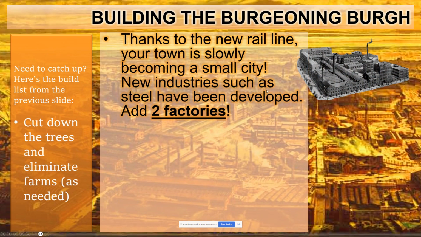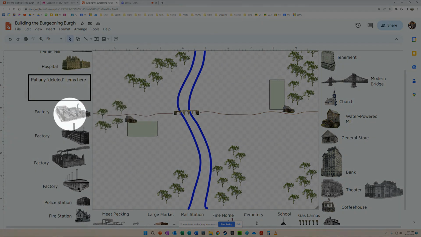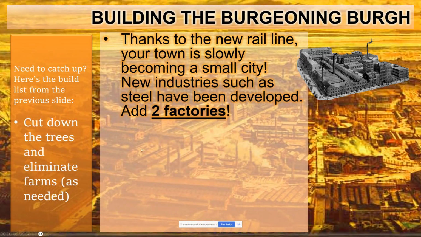All right. Thanks to that new rail line, your town is slowly becoming a small city. And you know what? New industries such as steel have been developed. So what you're going to do is go ahead and add 2 factories. And if you look on the left-hand side, you've got a choice between 4 different models of factories. You can choose whichever one you would like just to make your city more unique. Either way, add 2 factories. They don't have to be attached to a river or anything. Place them wherever you would like.